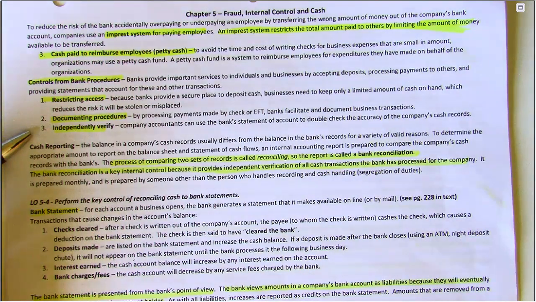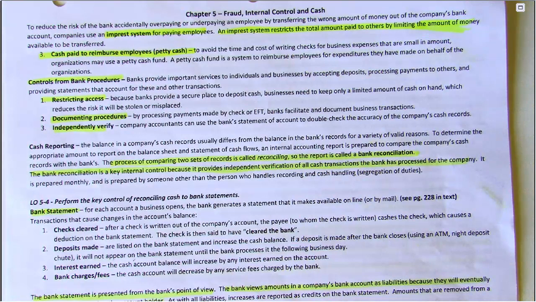And the third control activity is independently verify. We can compare the bank's records for our checking account with our records and then identify differences in order to check on the accuracy of our cash account.